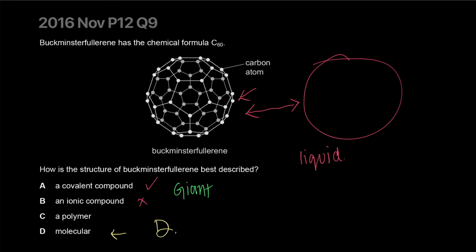Looking at the marking scheme, it says the trick was compound. It's not a compound, it's a pure element, right? It's an allotrope of carbon, so to speak. So that was why A was out, and yeah, okay.